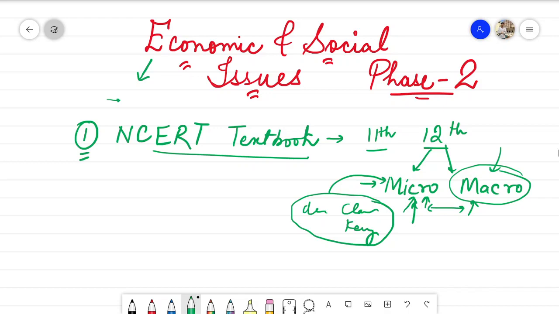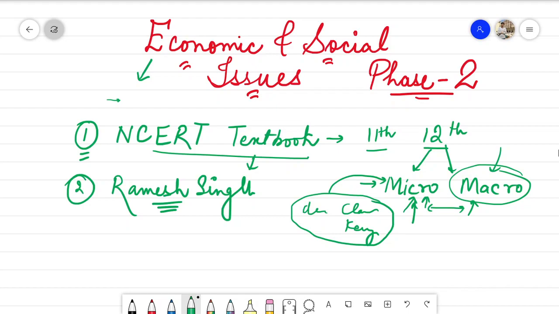The second source which I am going to recommend you guys is, as you might have heard of this, Indian Economy by Ramesh Singh. Okay, I recommend you guys to read this book only after you read NCERT.